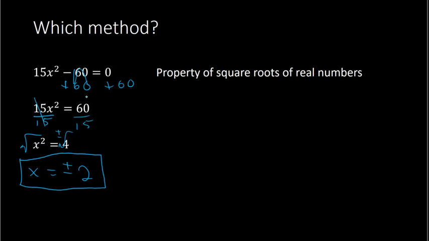And we could even use the quadratic formula, which would be a lot more difficult. With the quadratic formula, you would have to have 15 as your a value. There's no b value, so b would be 0, and then c would be negative 60, and plug those numbers into the quadratic formula. But the method right here is probably the easiest method to use.